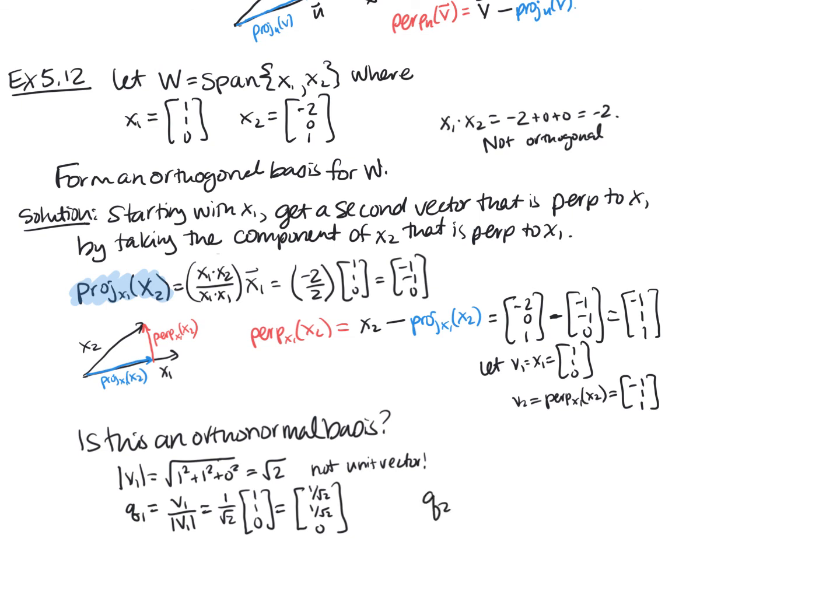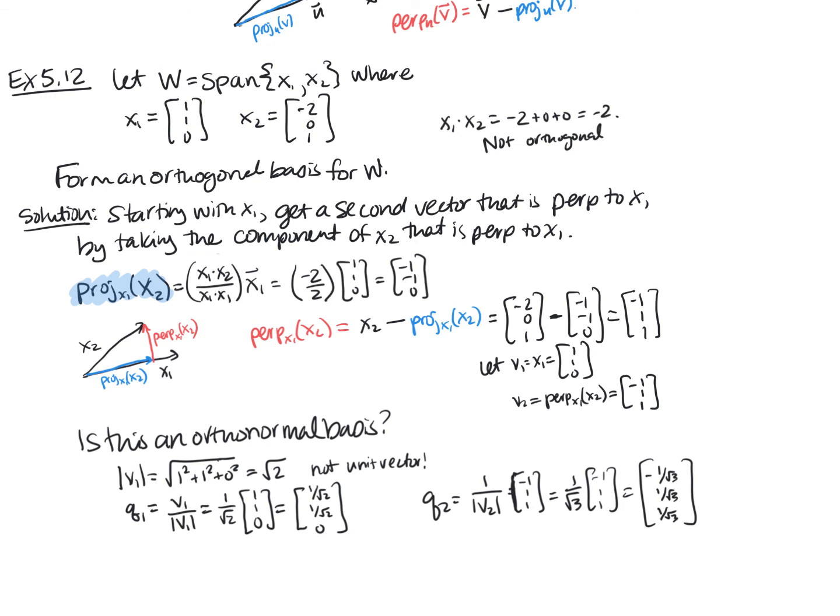And my Q2 is going to be 1 over the magnitude of V2 times V2, which is negative 1, 1, 1. And so when I find the magnitude of that, it's going to be the square root of negative 1 squared plus 1 squared plus 1 squared. So it's going to be square root of 3. So that's equal to 1 over root 3 times negative 1, 1, 1. So it's going to be negative 1 over root 3, 1 over root 3, 1 over root 3.